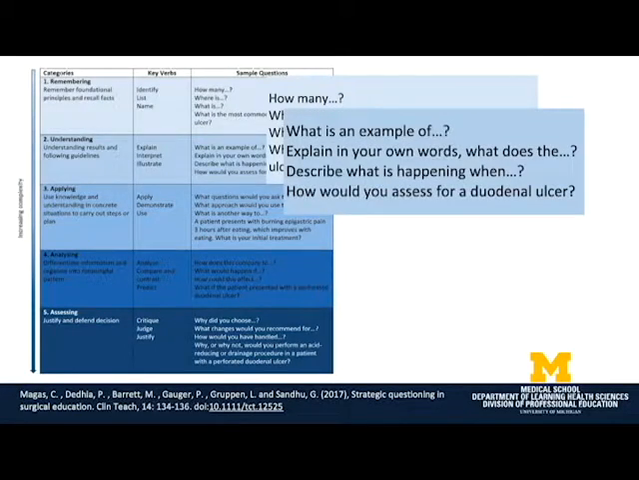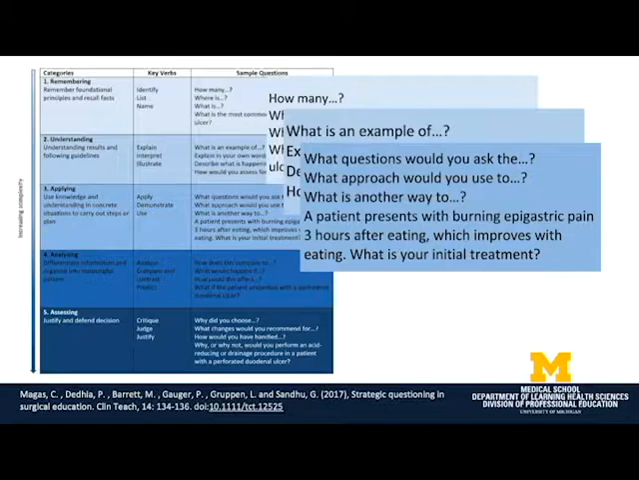So continuing to move down, when you look at understanding, which is results and following guidelines, you can ask questions like, what's an example of? Can you explain in your own words or describe what's happening? How would you assess? Even further, so in this table we're going down, in Bloom's taxonomy we're going up. Application. So now using knowledge to understand concrete situations and carry out steps. So what would you ask the patient? What approach would you use in terms of a surgical approach? What's another way? And here's where we get into that case again. You present a hypothetical case and then ask this learner what comes next.